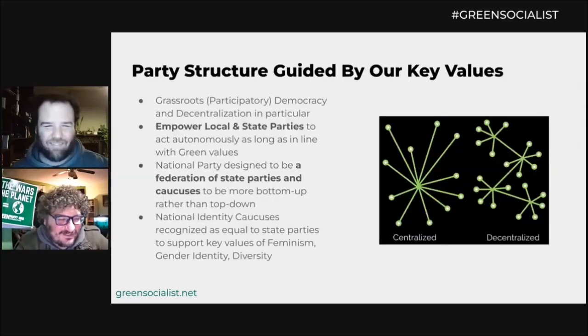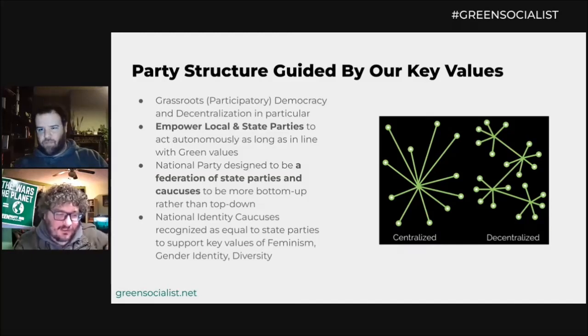So yeah, this last 10 minutes or so are going to be on the structure of the Green Party and kind of the beginning on how you can get involved and understand where you kind of fit into the larger Green Party.